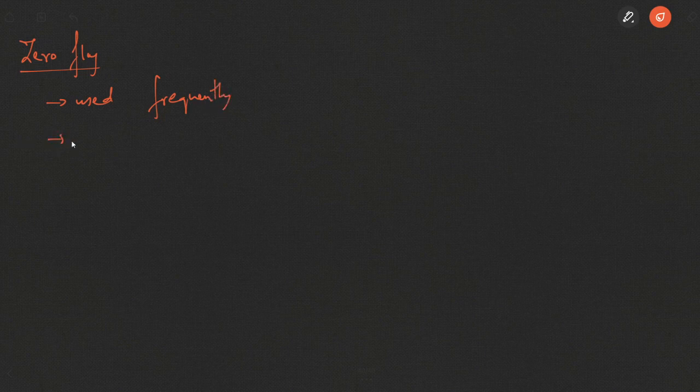So moving to next flag, we have the zero flag. It is used frequently. It's also an accessible flag, and you have instructions like JZ, JNZ, jump if Z is set, zero flag is set, jump if Z, zero flag is not set.